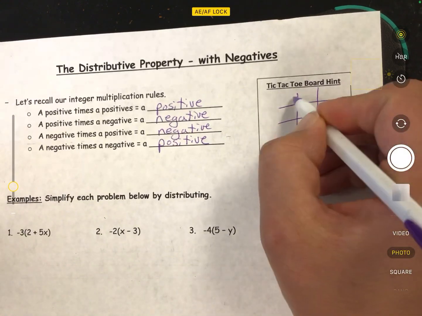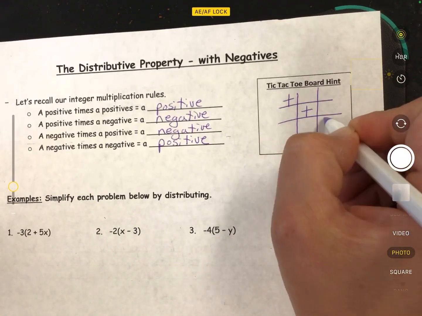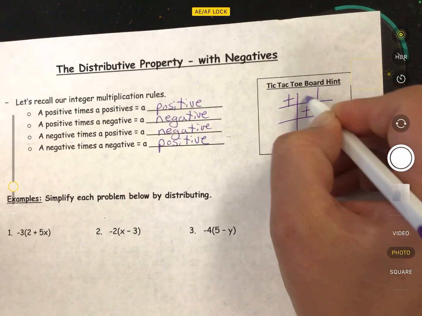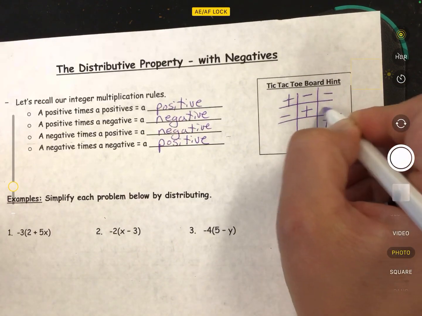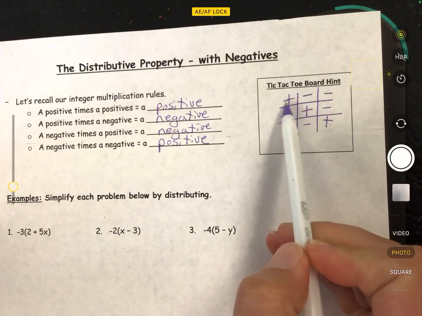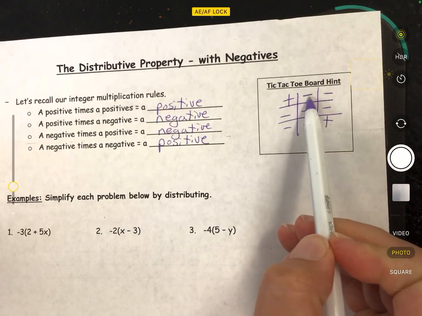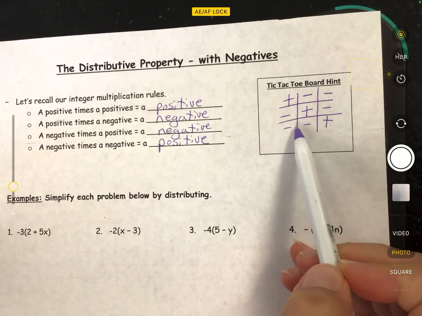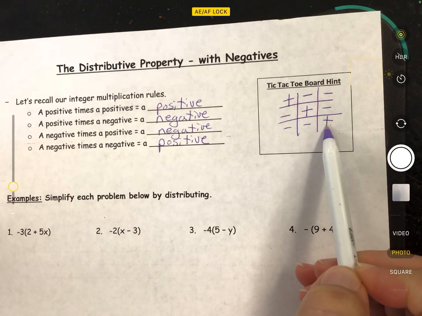So if you draw a tic-tac-toe board, the only one you memorize is the positives go diagonal. A positive times a positive is a positive. Everywhere else, you put negative signs. Now your integer rules go across. A positive times a negative is a negative. Negative times a positive is a negative answer, and a negative times a negative is a positive.